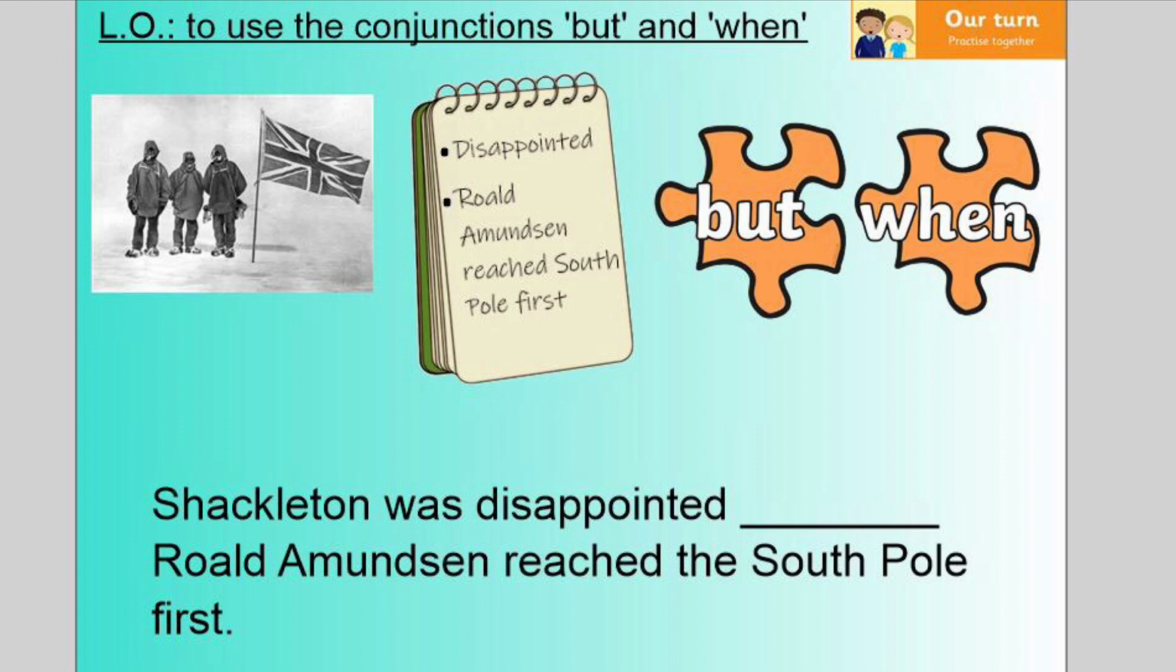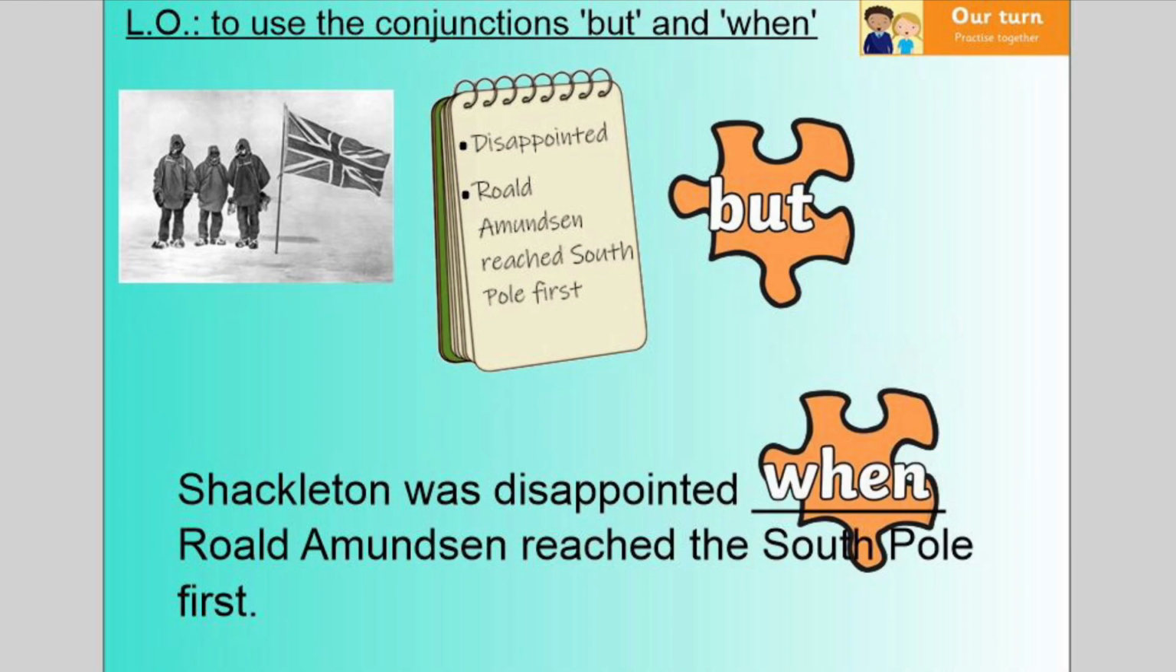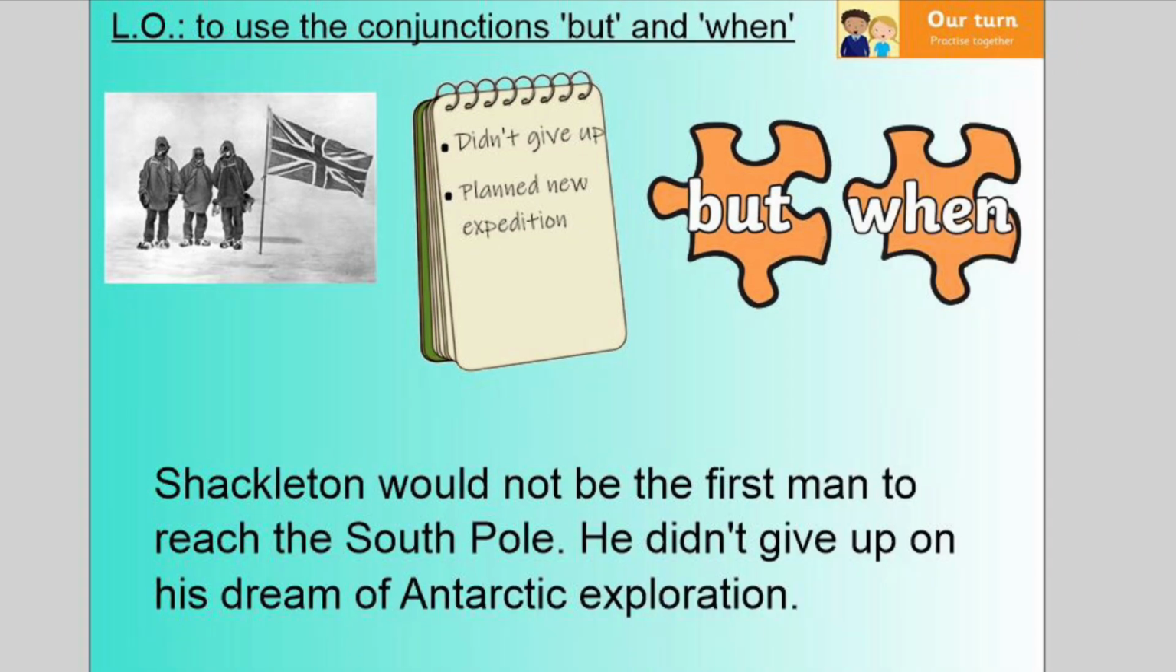But I want to connect these two sentences using either but or when. Let's try but first. Shackleton was disappointed, but Roald Amundsen reached the South Pole first. Now it doesn't work because we use but when we're using two ideas that contrast with each other. Let's try when. Shackleton was disappointed when Roald Amundsen reached the South Pole first. So we need to use when as it gives us the information about why and when Shackleton was disappointed.